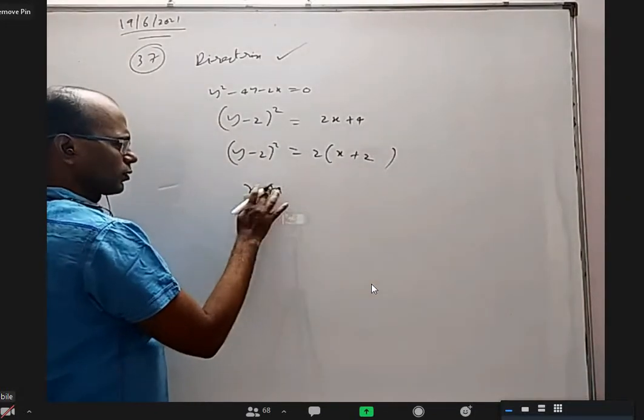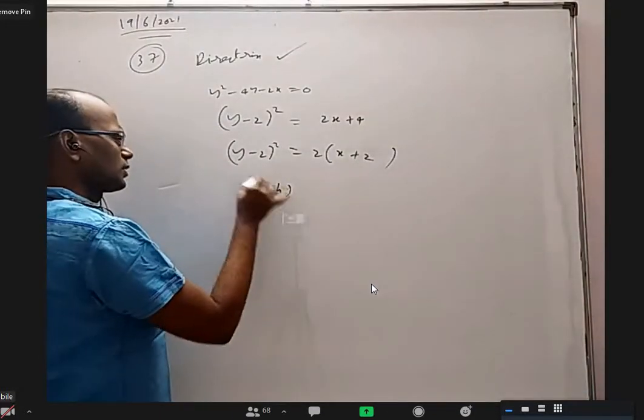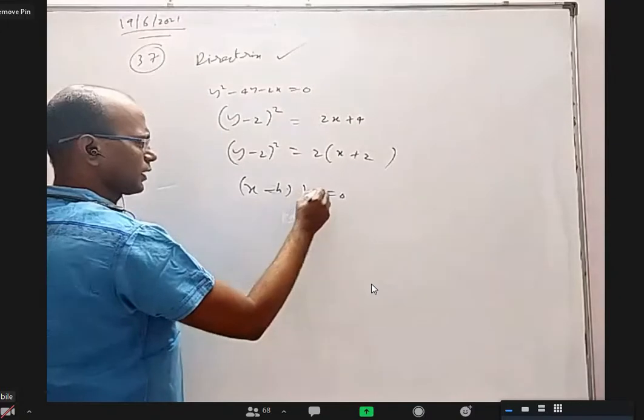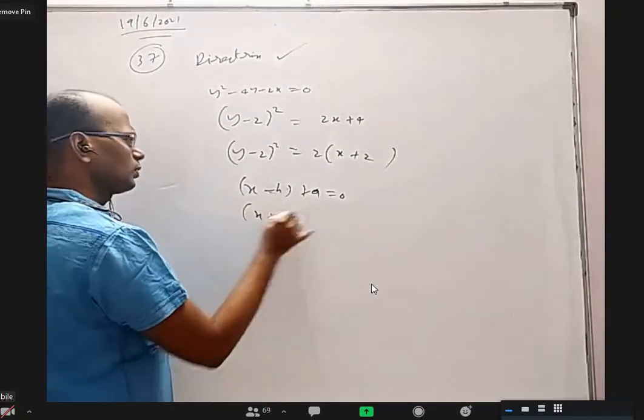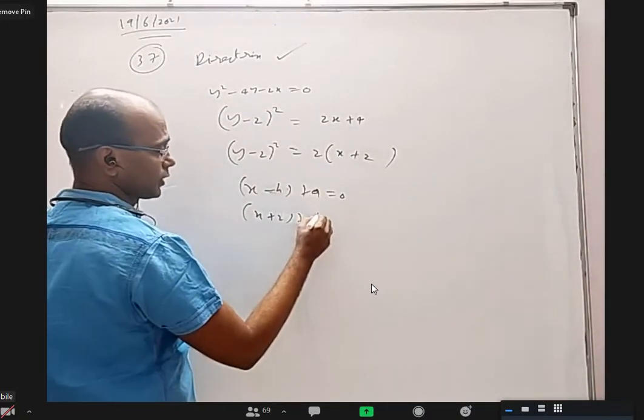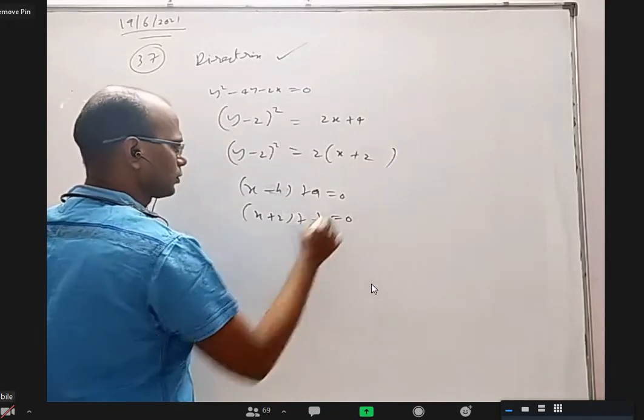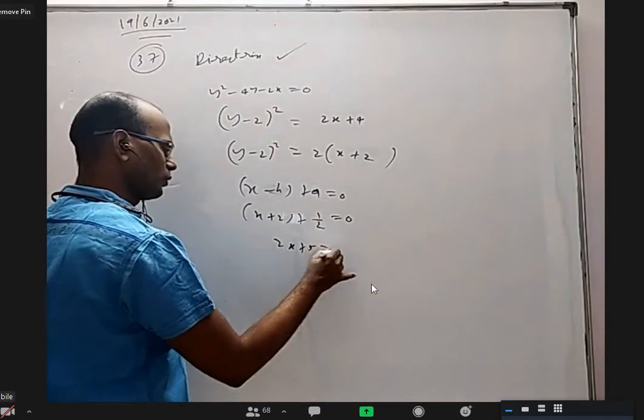Normally the directrix is x plus a equal to 0. Now I have to write x minus h plus a equal to 0 because of the translation. So x plus 2, 4a is 2, so a is 1 by 2, plus 1 by 2 equal to 0. So 2x plus 5 equal to 0 is the answer.